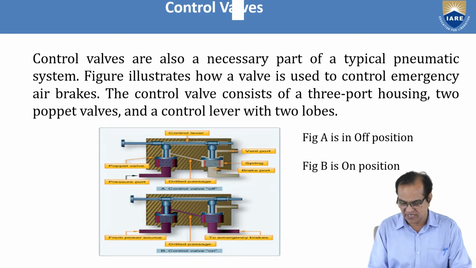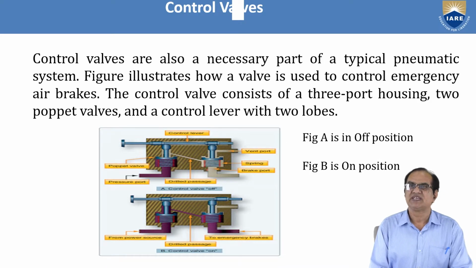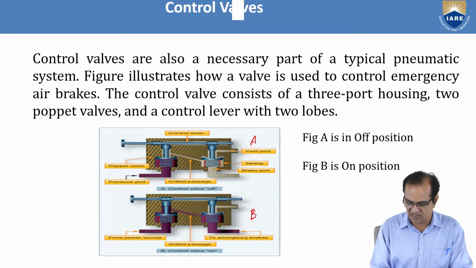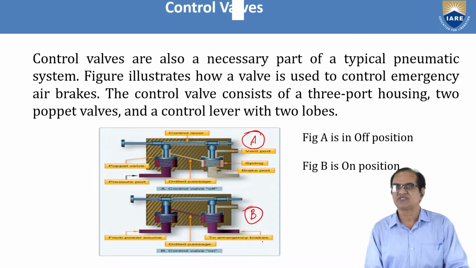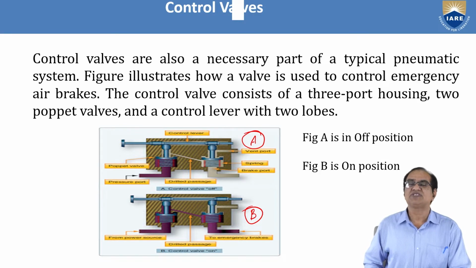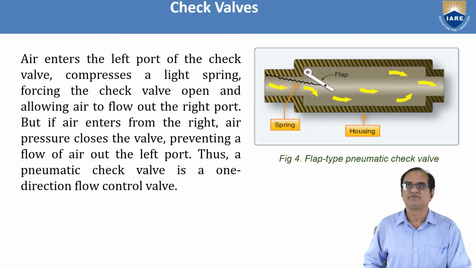So it is shown here that figure A is in the off position, and this one is in the on position. So control valve is on and control valve is off, and as I told you, there is a spring. This is the brake port. Here we have the poppet port. Here we have the drift passage. Here we have the emergency brakes. Here we have the pressure relief valve. So these are the things which are incorporated in the control valve.